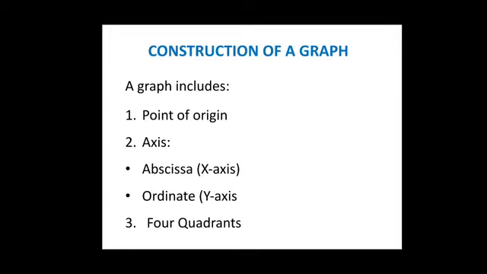Students, the x-axis and y-axis, which are mutually perpendicular to each other, divide the plane of the graph paper in 4 parts, and each part is called a quadrant. Thus, there are 4 quadrants in the whole plotting area.